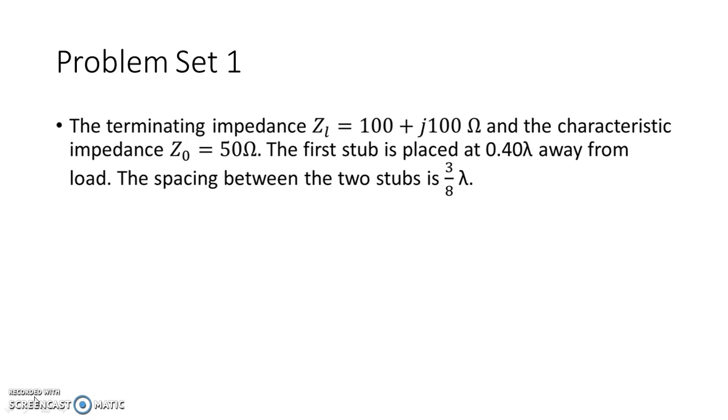From the problem, you can see that three major things are given. First is the load impedance. Second, the distance of the first stub from the load. Third, the distance between the two stubs.